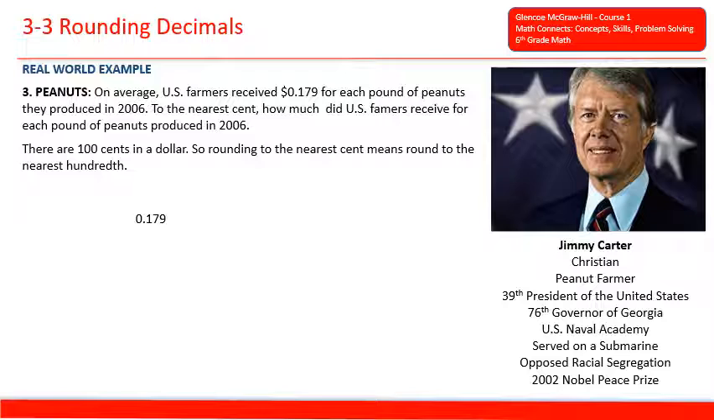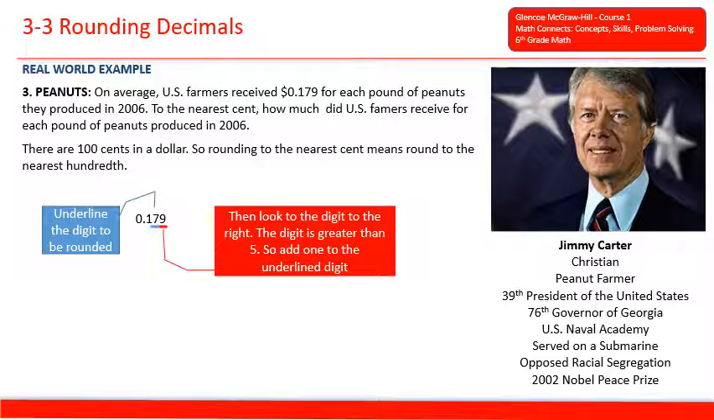So 0.179. Underline the digit to be rounded, the 7 in the hundredths, and the 9 is 5 or greater, so we're going to round to the nearest cent. The average price is 18 cents.